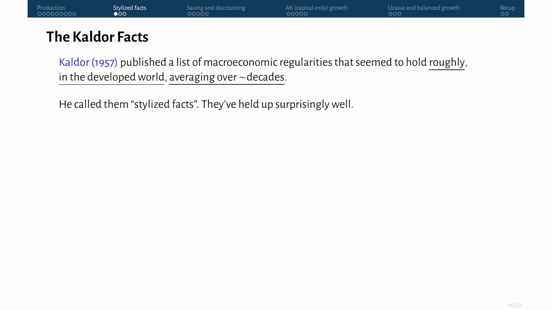So back in 1957, Nicholas Kaldor published a list of macroeconomic regularities that seem to more or less hold throughout the developed world, at least if you zoom out enough, if you kind of average decade by decade or so. He called them stylized facts. And in fact, I think he coined the term stylized facts to refer to them. And at least to my mind, they've held up surprisingly well over the many decades since.